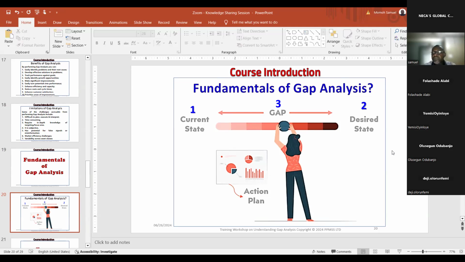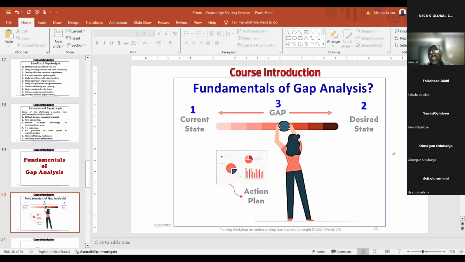And then two, we have to identify your desired state. Your desired state here could be an objective. Your desired state could be a location. Your desired state could be a skill set. Your desired state could be a performance target. Your desired state could be a KPI. Your desired state could be a production target.